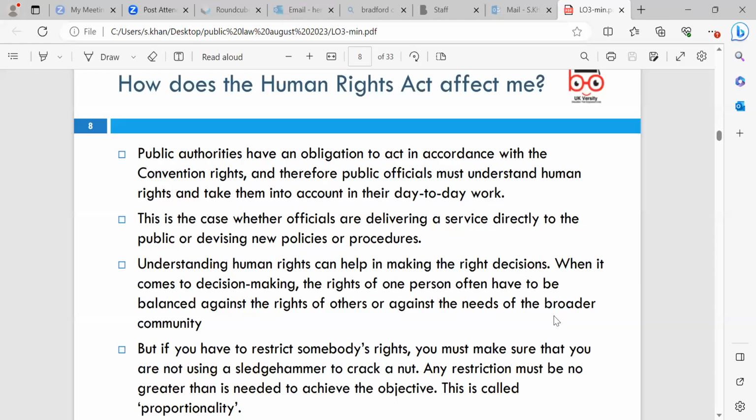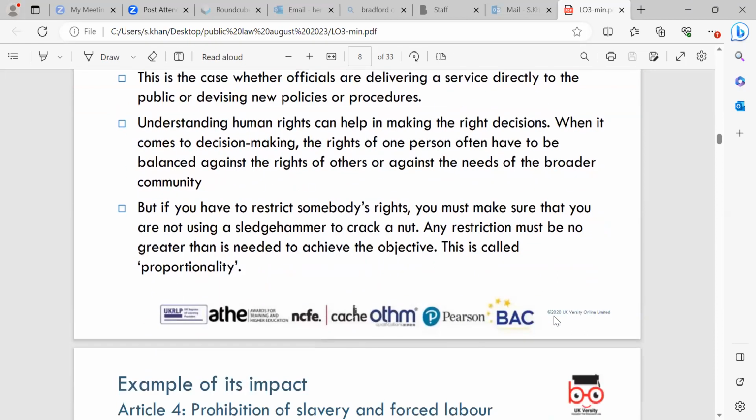When it comes to decision-making, the rights of one person often have to be balanced against the rights of others, against the needs of the broader community. But if you have to restrict somebody's rights, you must make sure that you are not using a sledgehammer to crack a nut. Any restriction must be no greater than is needed to achieve the objective.